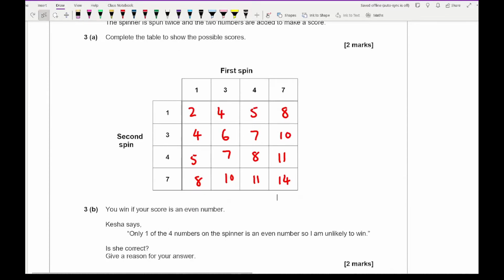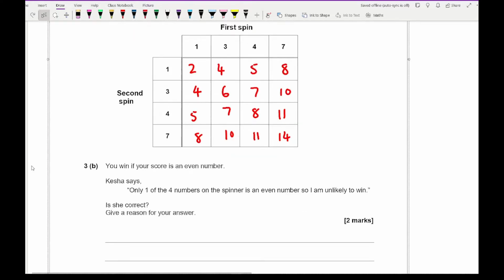It then says you win if your score is an even number. Keisha says that only 1 in 4 numbers on the spinner is even, so I'm unlikely to win. Is she correct? And we need to give our reason for doing so. So let's first of all highlight the winning numbers. The winning numbers are when they're even. So that's going to be a winning number.